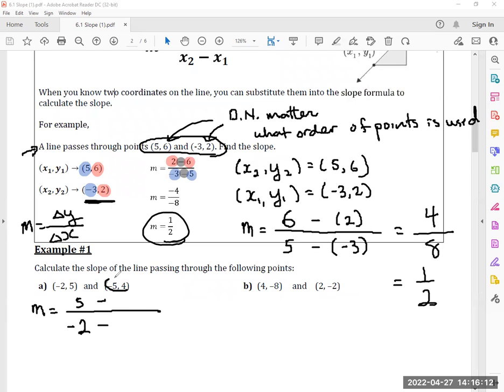Let's use a second point. X is on the bottom, Y is on the top. I'll give you 5 seconds. -5 is on the bottom, the 4 is on the top. If you solve it, 5 minus 4, 1. -2 plus 5. -2 plus a 5 is a +3. There's your slope.